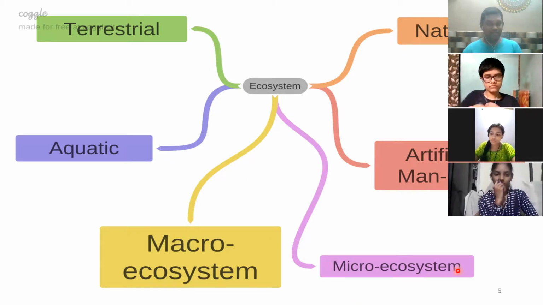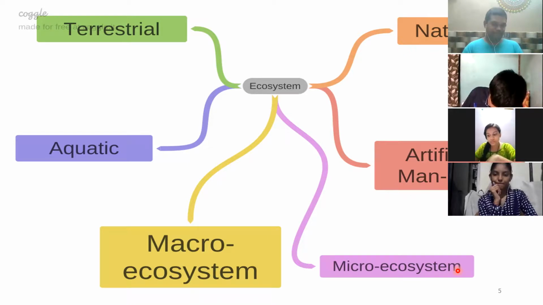And when you're classifying the ecosystem, any one ecosystem can be of more than one type also. So if I say a large ocean, it is a macro ecosystem as well as a natural ecosystem.